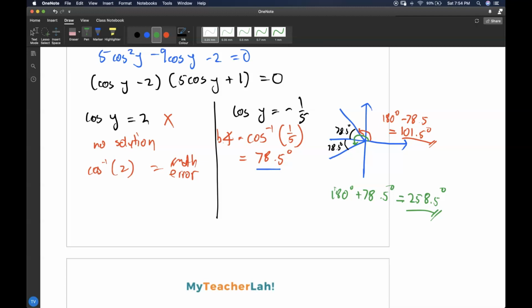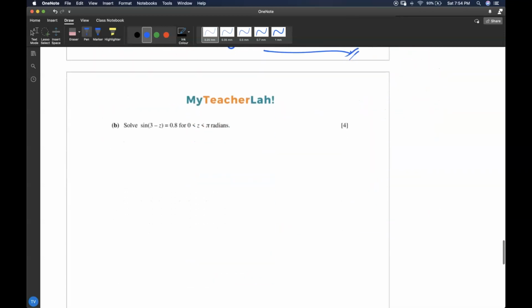This is not your answer. So to be very specific at the very end, it's best for you to rewrite the answers, 101.5 degrees, comma, 258.5 degrees. Okay, signify that these are your final answers. So this is not your final answer, right? If not, you'll be marked as wrong. Okay, so let's move on to the final one.